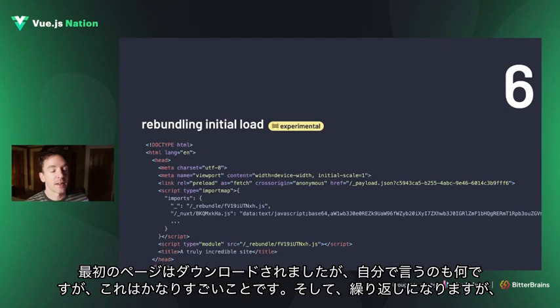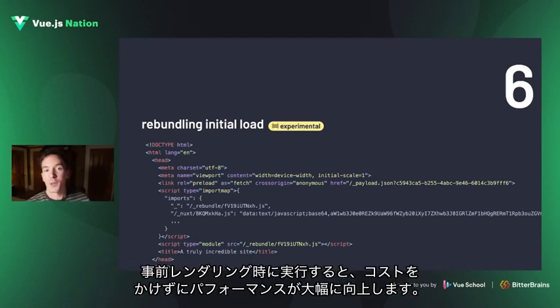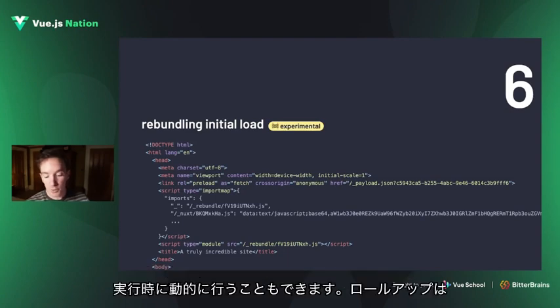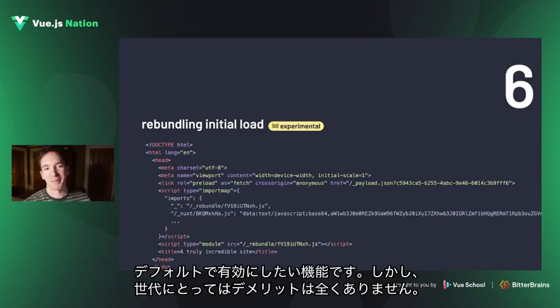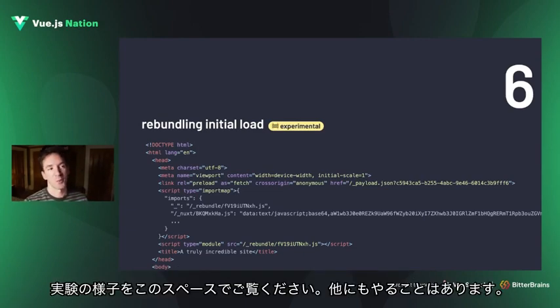And again, it significantly improves performance with no cost if you're doing it at pre-rendered time. And you can also do it dynamically at runtime, and the cost is also quite minimal because Rollup is very fast and it's very small, pure JavaScript. But that's not the kind of thing I would enable by default. But for static generation, it has zero downside. And so watch this space as we experiment with that.